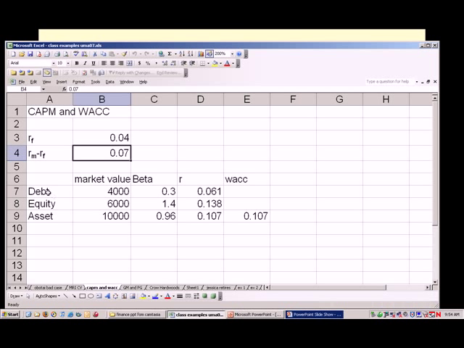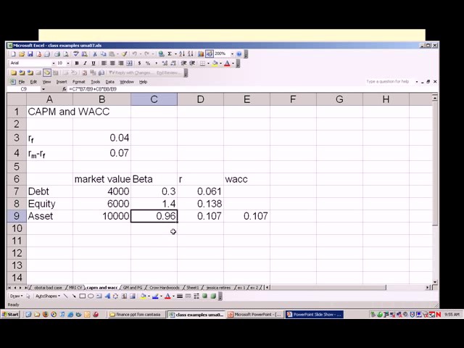Our hypothetical firm has a balance sheet described by $4,000 in debt, $6,000 in equity, and $10,000 in assets. As indicated on the previous slide, the beta for debt is 0.3, the beta for equity is 1.4, and the beta for assets is 0.96.